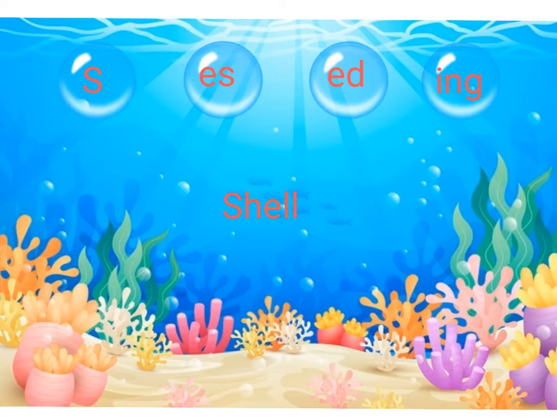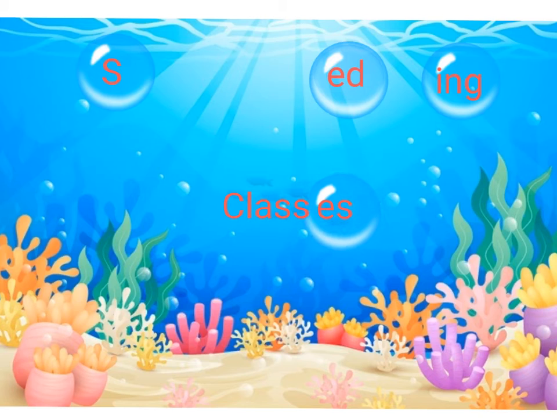I have the word shell. Let's go ahead and add the suffix S. Shells, shells. Let's try another one. Now I have the word class. If I want to make it more than one class, if I just add an S to the end, it will become class. I know that doesn't sound right. Let's try to add ES and see what happens. Classes. That's the right way to do it.